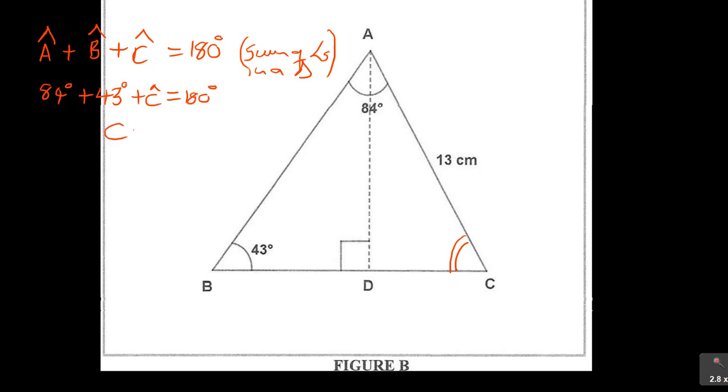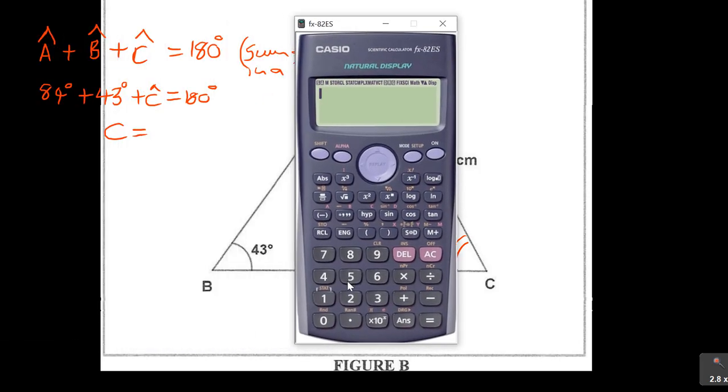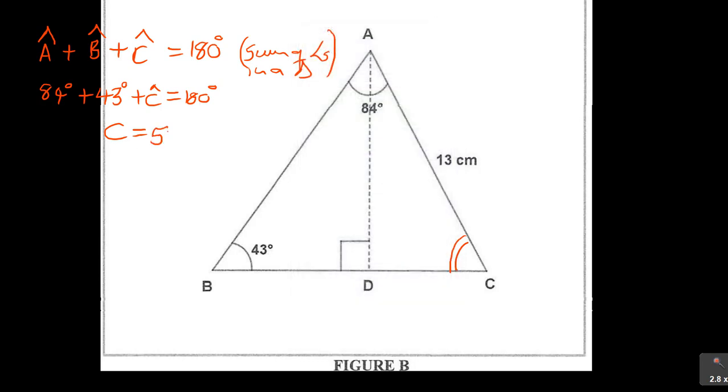So angle A is 84 degrees plus angle B is 43 degrees plus angle C equals 180. To find angle C, you take your calculator and subtract from 180: 180 minus 84 minus 43. It's 53 degrees. So you know this angle is 53 degrees.